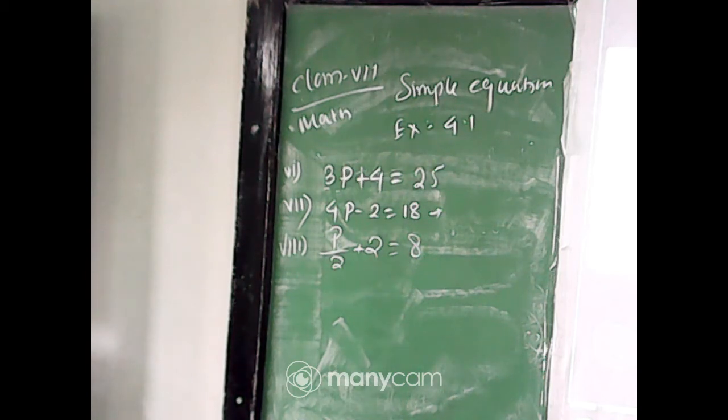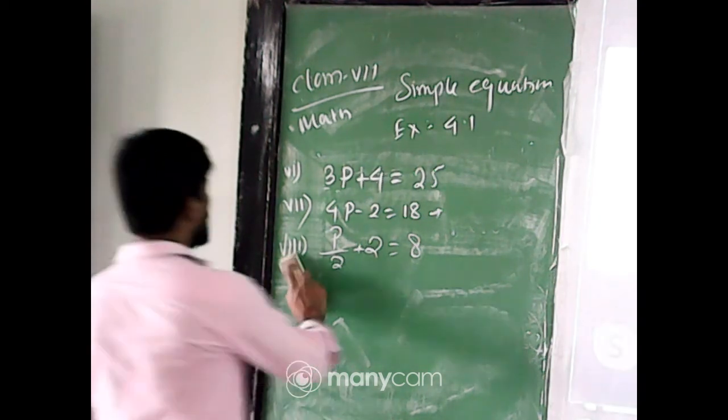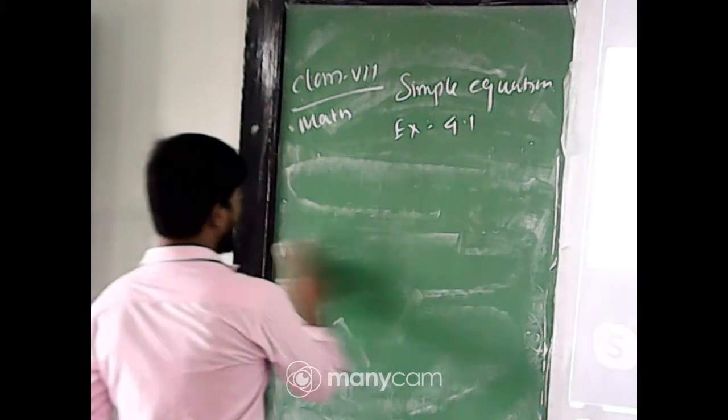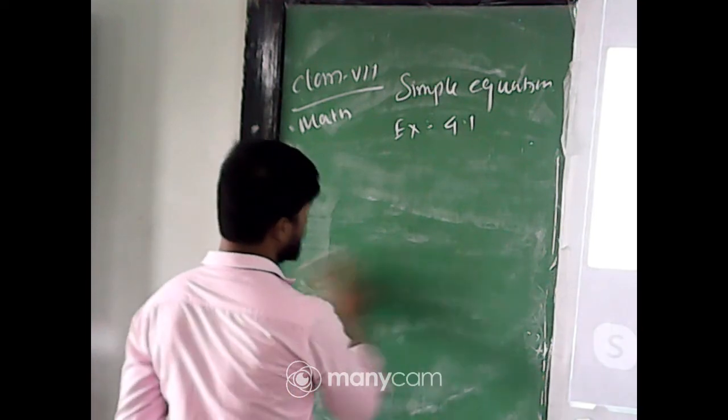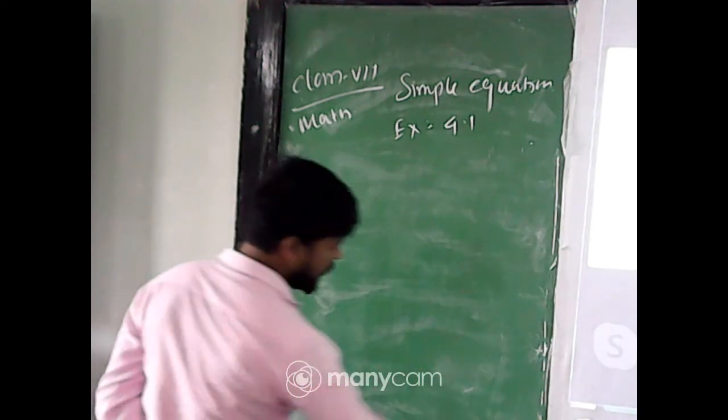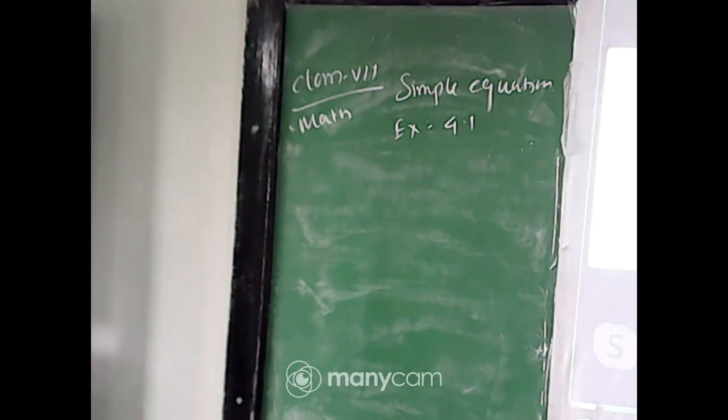Okay, so this part is now completed. Now let's move to question number 6. Set up the equation from the following cases. There are 4 cases, 4 problems are given. We have to set up only the equation from the condition given in the problem. Okay, so just have a look at the question.